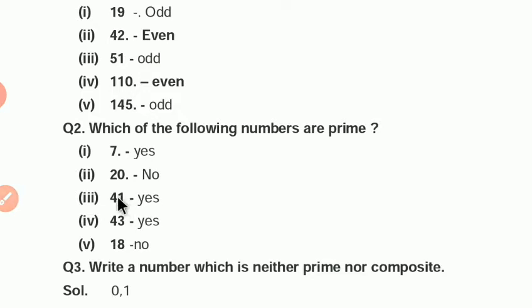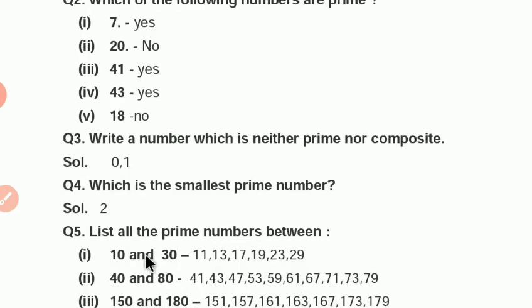Same with 41, it is exactly divisible by only 1 and itself, 41. So yes, it is a prime number. Same 43, 1 and 43 are its factors, so it is a prime number. Then 18. 18 is divisible by 1, 2, 3, 6, 9. It has more than 2 factors, so it is a composite number. So it is not a prime number.